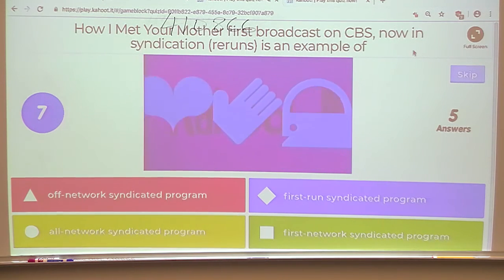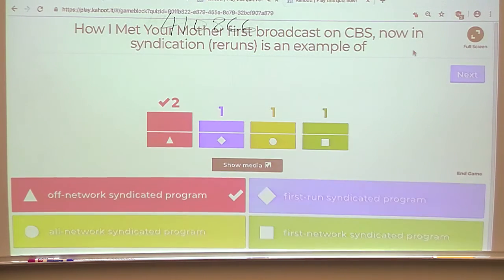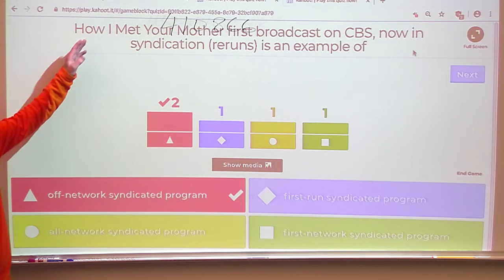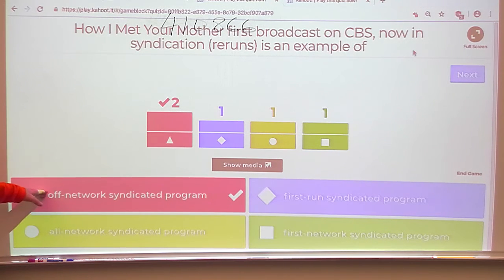So it was a sitcom that was produced by and shown on CBS, but now any station can buy it in syndication. Well, at least we got a slight uptick on the correct answer. So we call this off-network. It was produced by CBS, a network, and now you can see it on any station in a market because they buy it through a syndicator. So that's called an off-network program. It started on a network, and now we see it off the network.